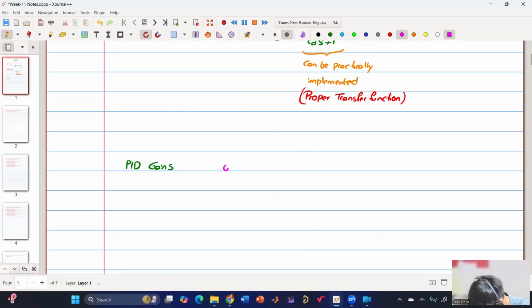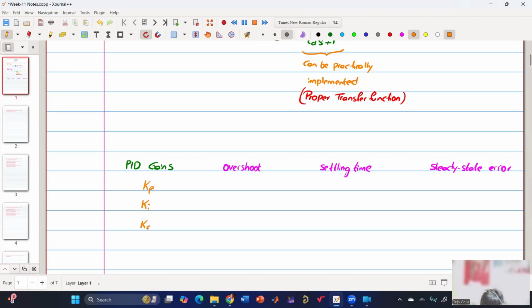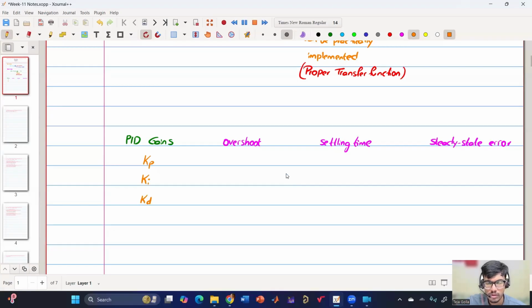So we have overshoot, settling time, and steady state error. Now we will see individually: if we increase the gains, say KP, what happens? If we increase KI, what happens? If we increase KD, what happens? Can anyone tell me, if I am increasing KP, what will happen to the overshoot? It will increase or decrease? Overshoot will increase.